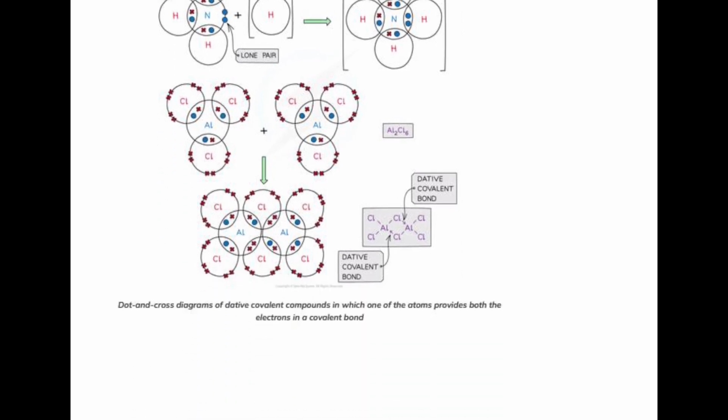Okay, then this is another example, the dimer, aluminum chloride and another aluminum chloride, they form dimer, which is Al2Cl6. So you see how they form the dative bond. One dative bond is here, okay, this one, another dative bond is here. Okay, so there are two dative bonds that hold them together, so we use arrow.